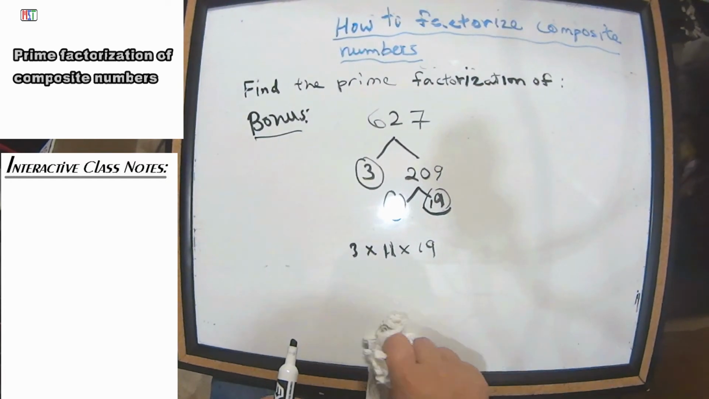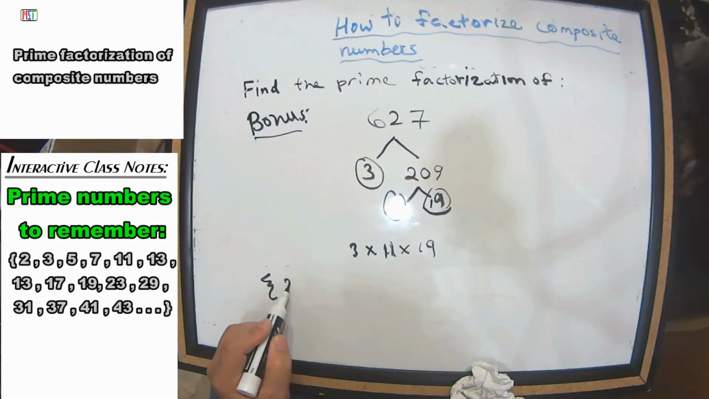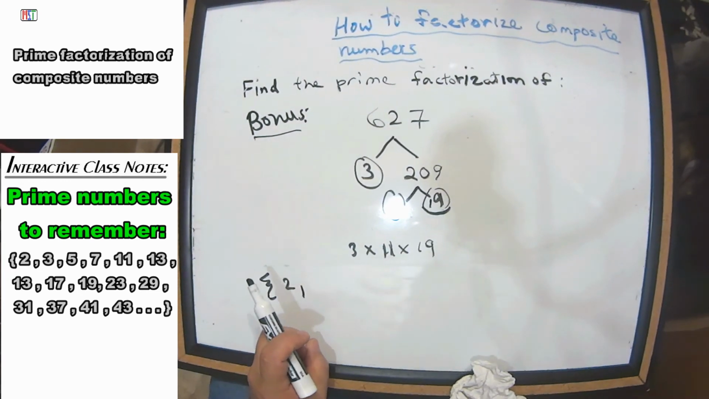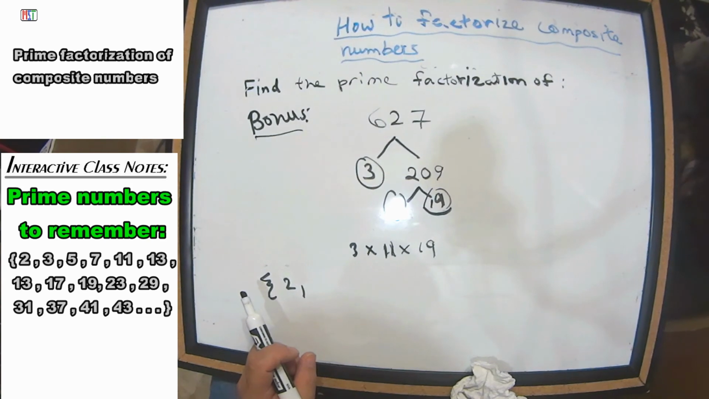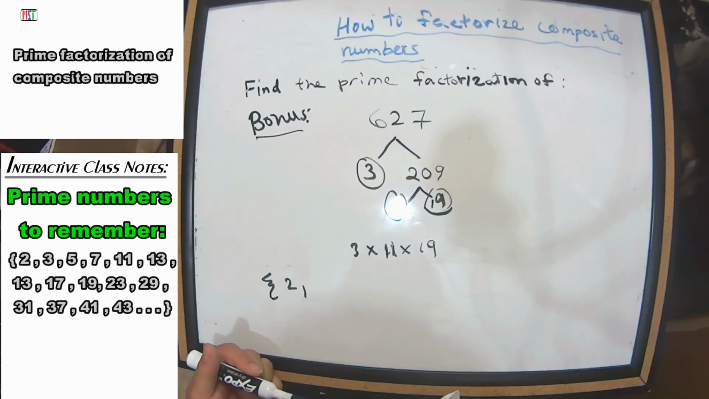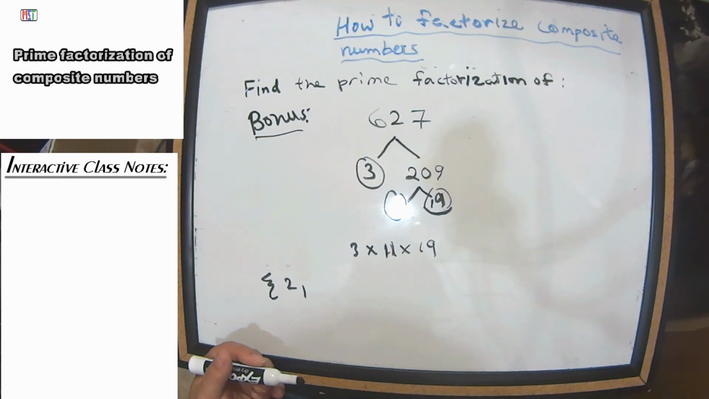Okay, again, I would try to memorize the series of prime numbers up to 47, I guess, or even up to 53, and that will save you some time in determining whether the number you're looking at is a prime factor or prime number or not. Other than that, yeah, that's how you do factorization of any composite numbers.